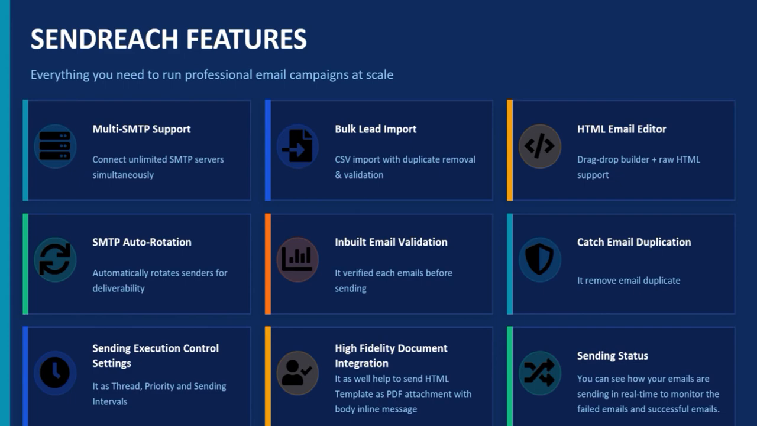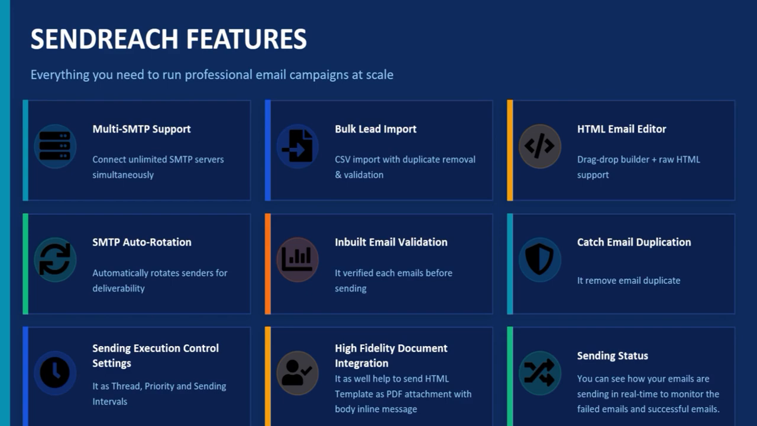Number 3, HTML email editor. You can use your HTML email editor on SendReach Sender. Number 4, SMTP auto rotation. Automatically rotate sender for deliverability. You can't use one SMTP. The reason why most SMTPs die very quickly is because it is only one SMTP that sends up to 10,000 emails, 50,000 emails, 100,000. When the SMTP cannot do that, or the reputation of the SMTP is not up to that level, it dies. So SendReach Sender allows you to rotate SMTP.